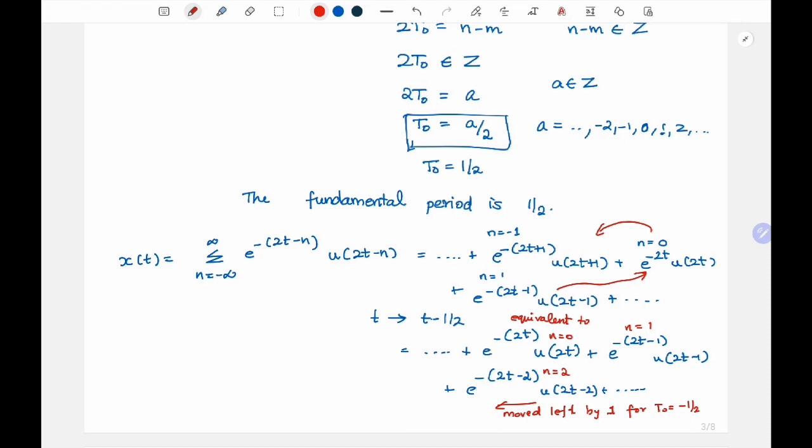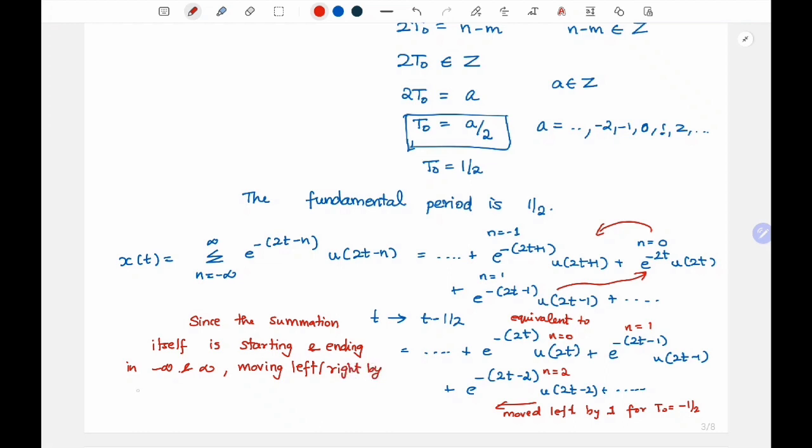But since the summation itself is starting and ending at minus infinity and infinity, moving left or right by a finite number of terms will not affect the sum or total sum.